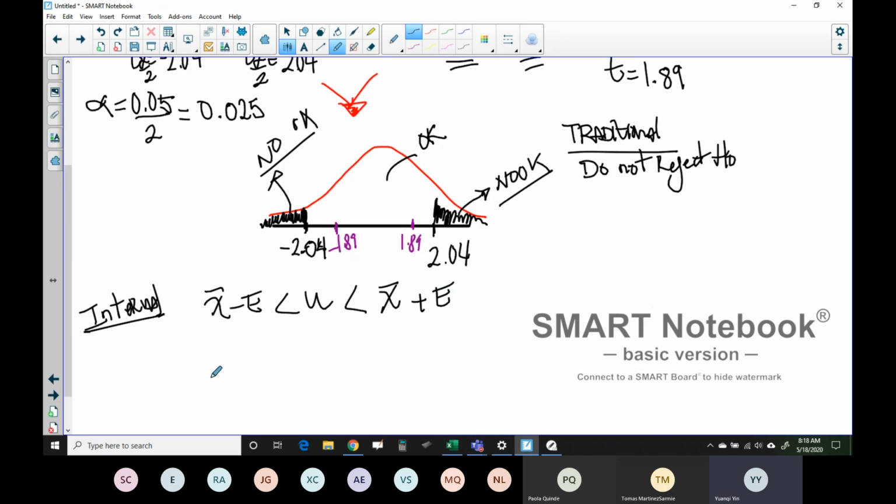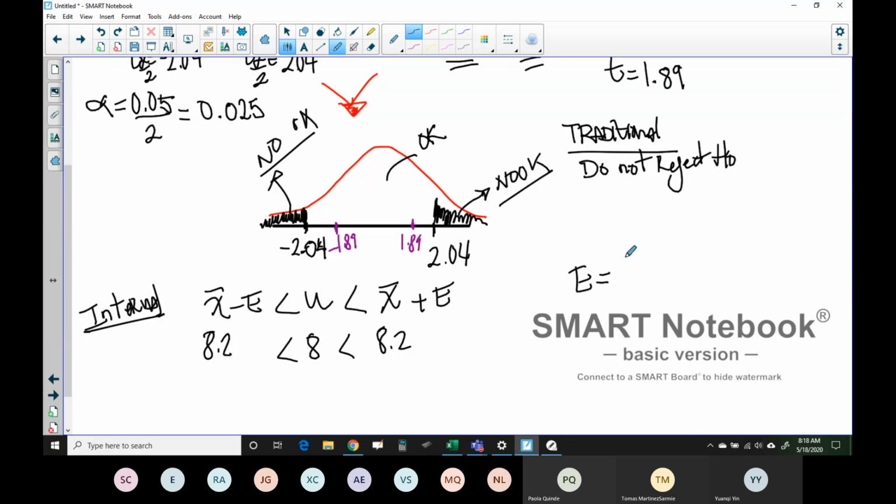Now this method is also very simple once you have all the information, because x bar is a number that they gave you. What was the x bar? I think it's 8.2. They also gave you mu, which is 8. So basically, the only number you have to find is E.